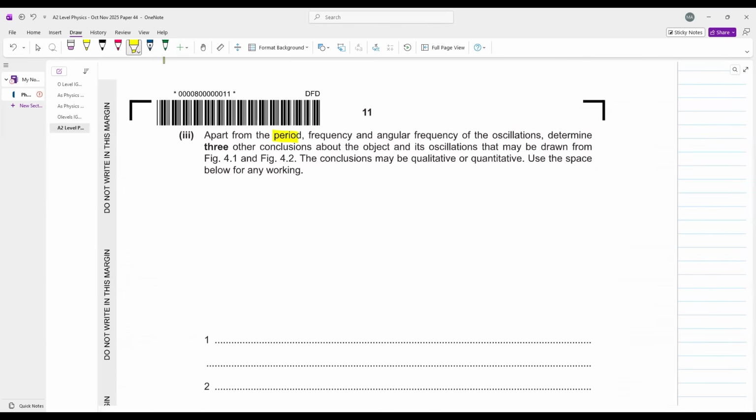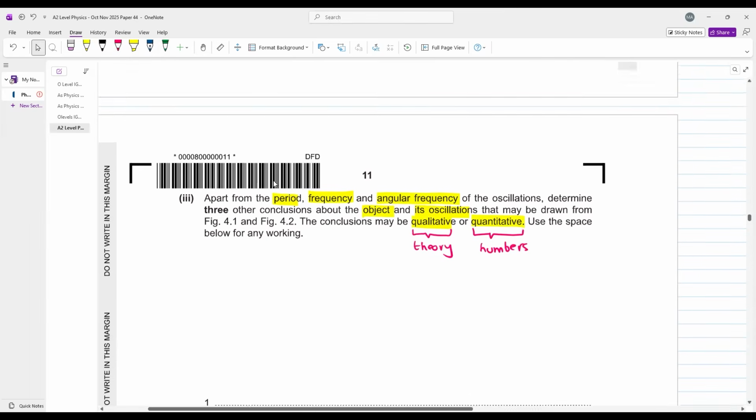Apart from the time period, frequency, and angular frequency of the oscillation, determine three other conclusions about the object and its oscillation that can be drawn from figure 4.1 and 4.2. The conclusions can be quantitative and qualitative. हमेशा ये बात बताई है कि qualitative conclusions का मतलब क्या होता है? Theory based. Quantitative conclusions का मतलब क्या होता है? Numbers based. Use the space below for any working.